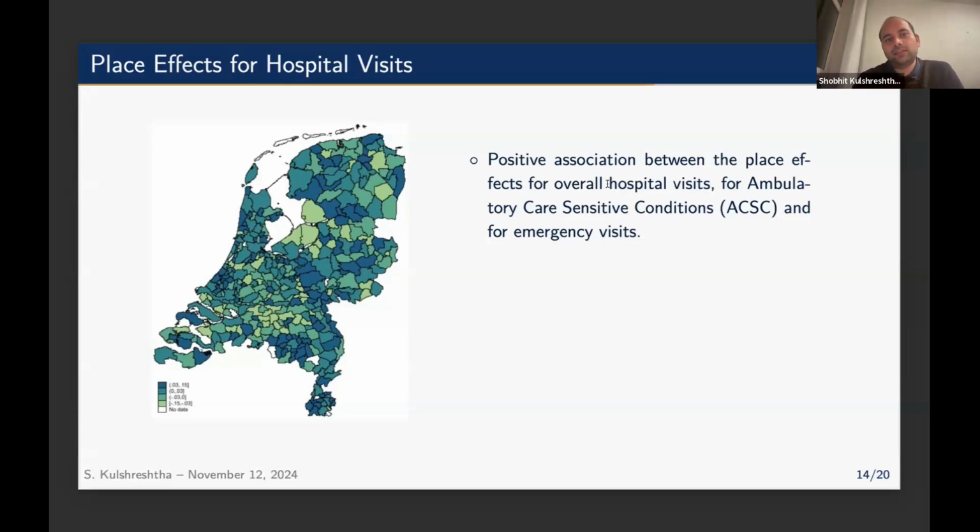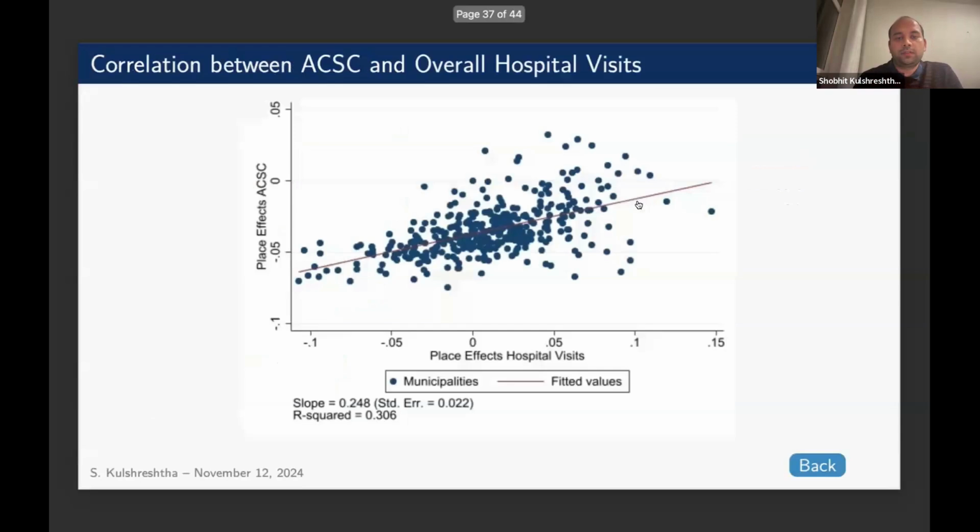And what I see is there is a positive association with the overall hospital visit place effects. For example, I'll show you one graph. These are the place effects for hospital visits, and here are the place effects for ambulatory care sensitive conditions, and I see this is a positive slope. So the municipalities with higher place effects for hospital visits also have higher place effects for ambulatory care sensitive conditions, suggesting that these municipalities are actually bad for the refugee group.